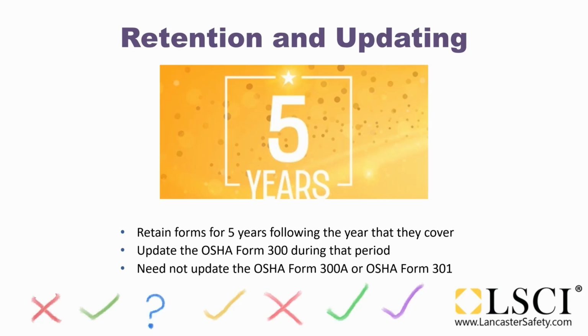How long do we need to keep these records? Well, just 5 years, and this will help keep those filing cabinets from overflowing. During the retention period, the employer must update the 300 form to include any cases that are newly discovered or whose status has changed, but does not have to change the summary or the 301 form.